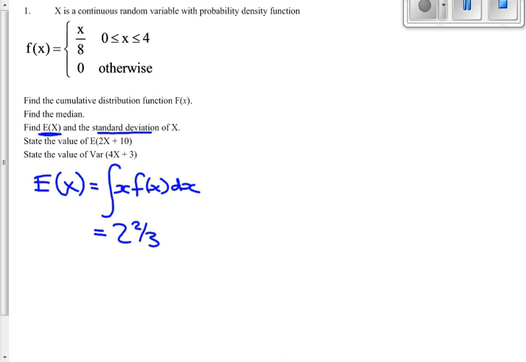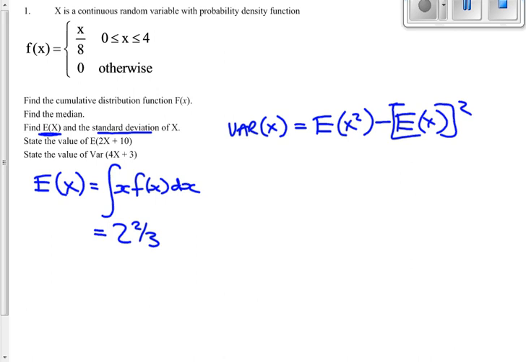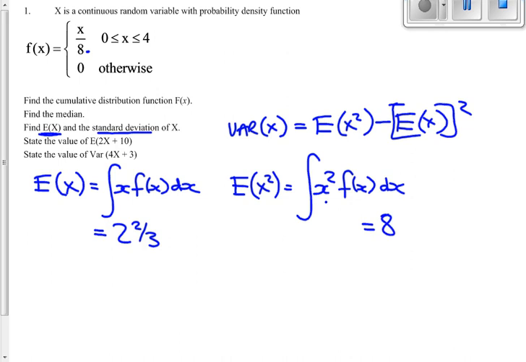You want to find out the standard deviation as well. Well, first of all, of course, you've got to find out the variance. The variance of x is the expected value of x squared, minus the expected value of x all squared. So let's find the expected value of x squared. Well, that's the integral of x squared f of x dx, x squared times x over 8. And I think that turns out to be 8 by the end of it. The variance then is just this 8, take away this one squared, and this variance here, using the formula, is 8/9.